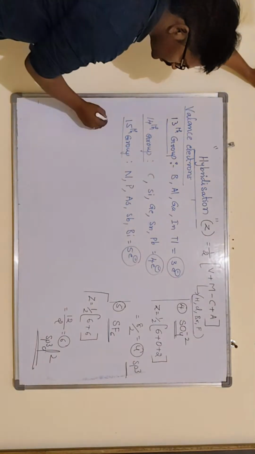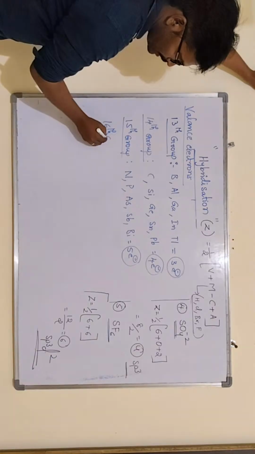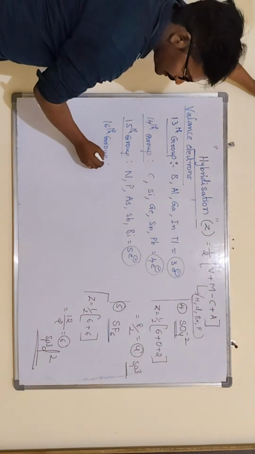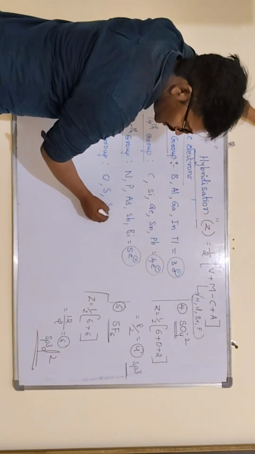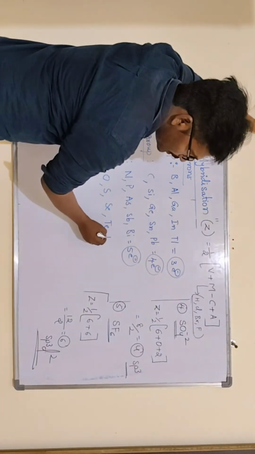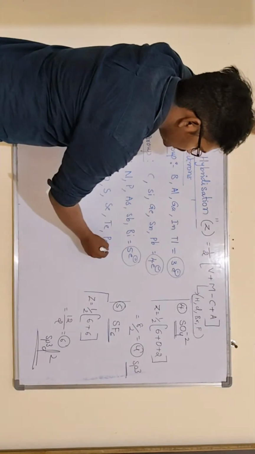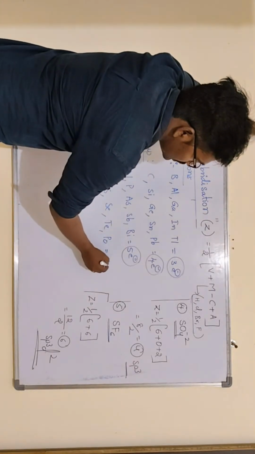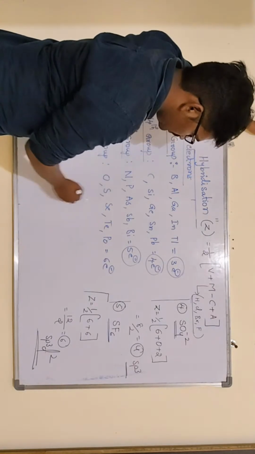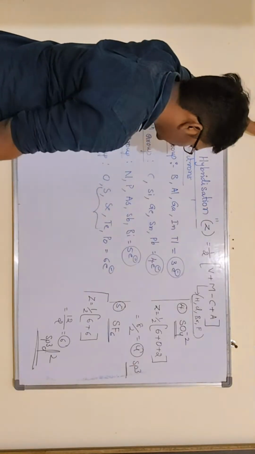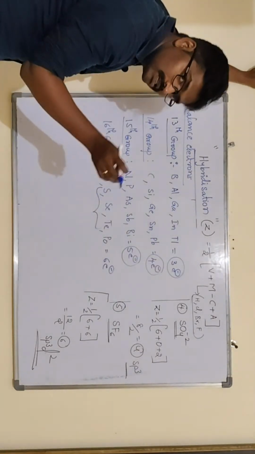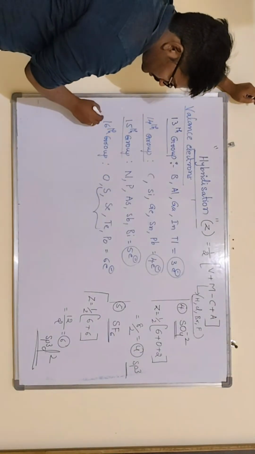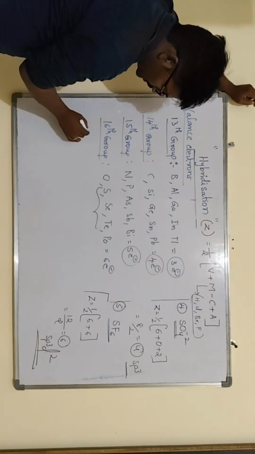Then 16th group elements: oxygen, sulfur, selenium, tellurium, then polonium. Polonium is a radioactive element. They have 6 valence electrons. Even if you remember these 3, sulfur, selenium, tellurium, they will ask them as central atoms. So remember.